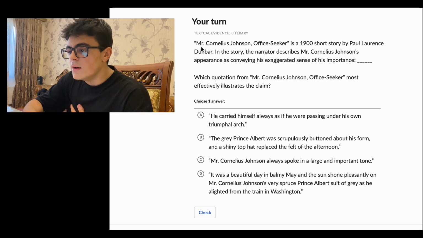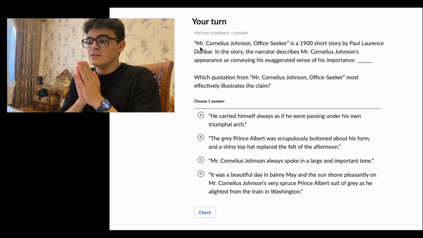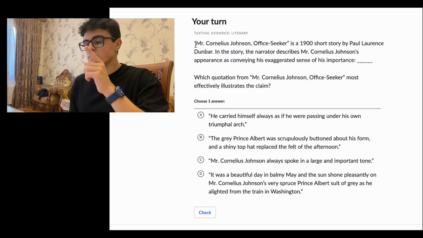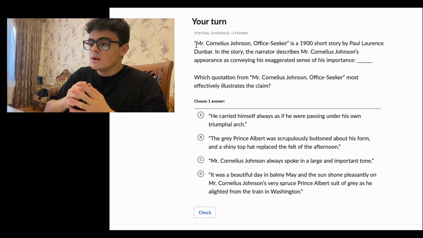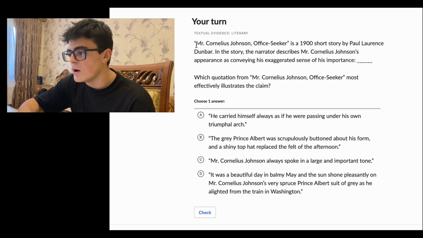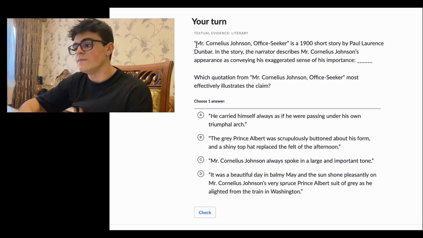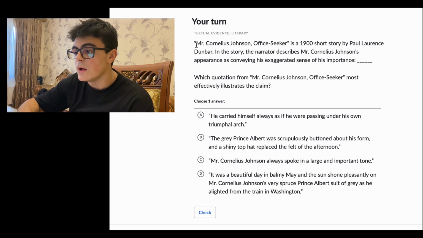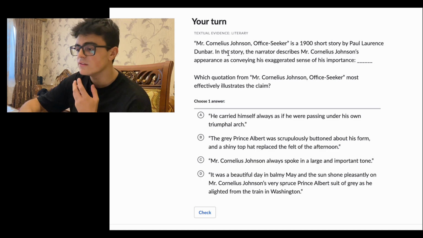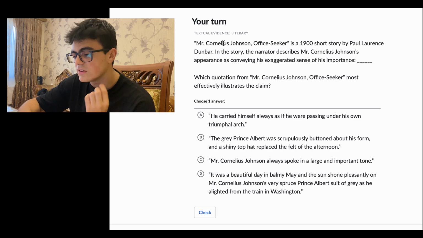Okay, so in this question, we just need to make sure that we read all the text. And if you want to make your own decision in this test, you can pause the video, make your decision, and resume the video. So in this question, a short story by Paul Laurence Dunbar. In the story, the narrator describes Mr. Cornelius Johnson's appearance as conveying his exaggerated sense of his importance. Okay, so the question is, which quotation from this short story most effectively illustrates the claim?